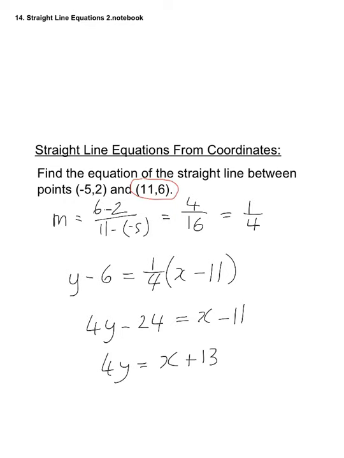And then my final answer, to get 1y on its own, I'm going to divide by 4, and I get y is equal to 1/4 of x plus 13 divided by 4. That's a terrible 13. But hopefully you understand that there is 13. Okay, so I've got the equation in the form y equals mx plus c, where m is 1/4 and c is 13 over 4. And that's my final answer.